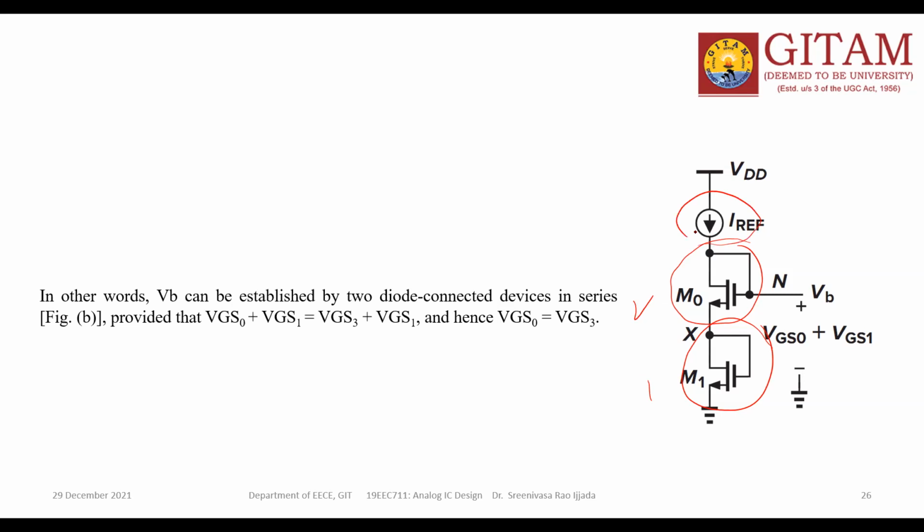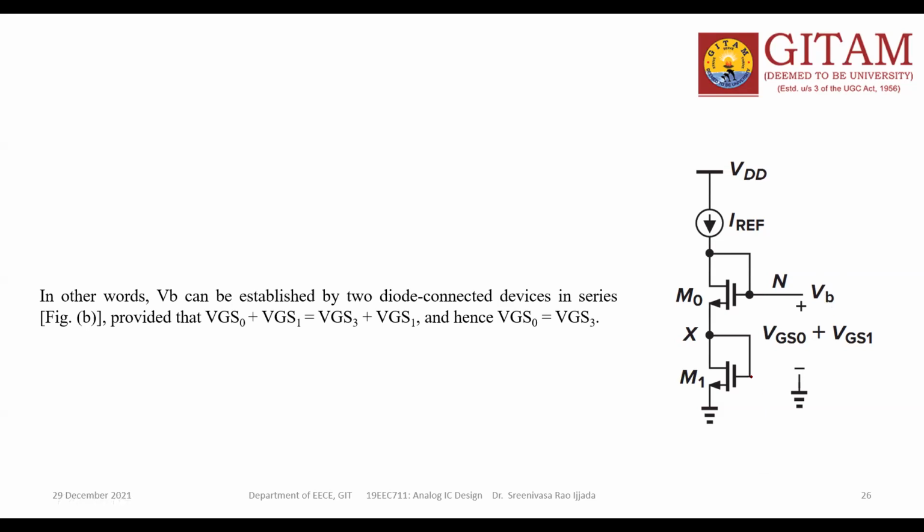So from this, you can say one thing: the potential at this point is VB. This is the voltage we are trying to generate. That voltage must keep VGS2 and VDS2 constant, and it should be equal to VDS1. So how much is this voltage here?